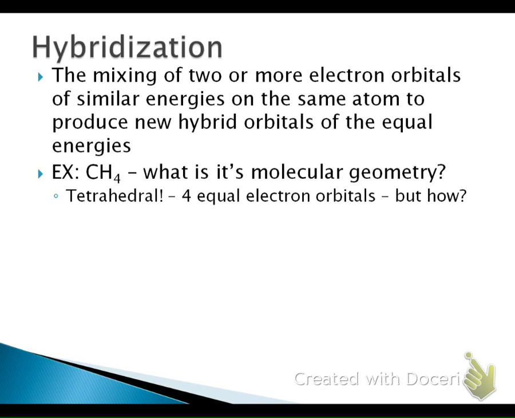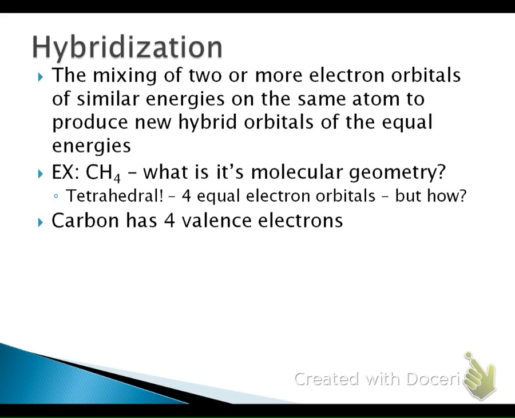All right. So when we look at CH4 that has a tetrahedral molecular geometry, we have 4 equal orbitals. Okay, but how does that work? If we have an s orbital and 3 p orbitals, how do they become equal? That's what we're going to deal with in hybridization. They're going to make something new.